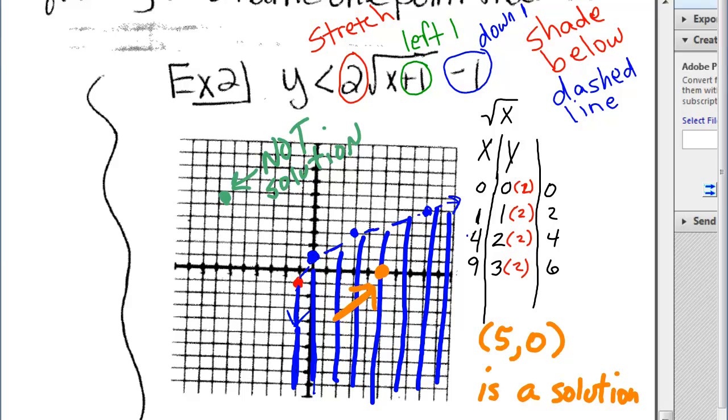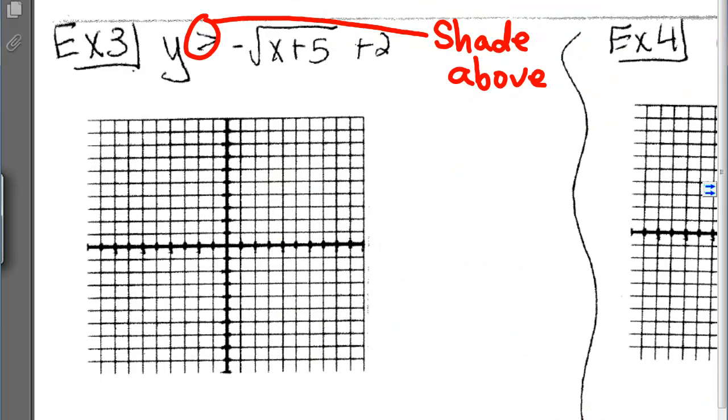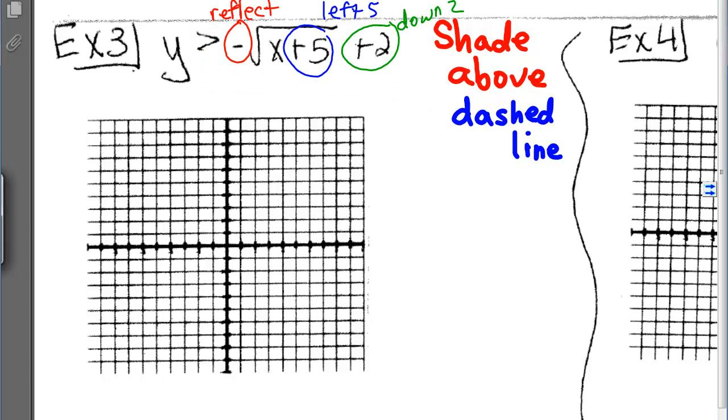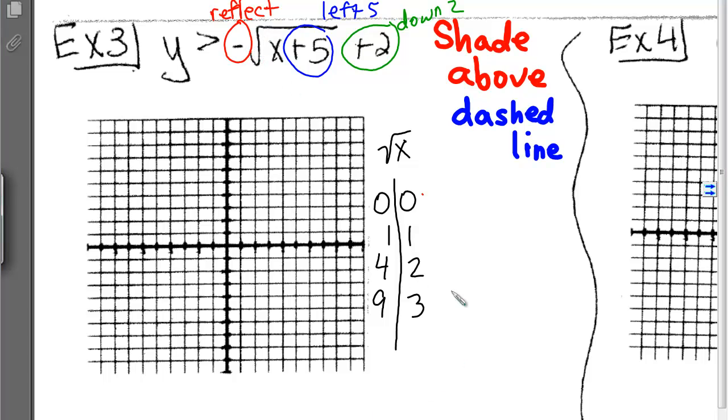Look at example 3. In example 3, it's greater than, so we shade above. And there is no equal sign, so it is dashed. To get our new beginning point, we move left 5 and down 2. We also have a reflection. Let's go ahead and put down the points to the original parent function, and let's multiply by the -1 in front. And these are my new movement points.